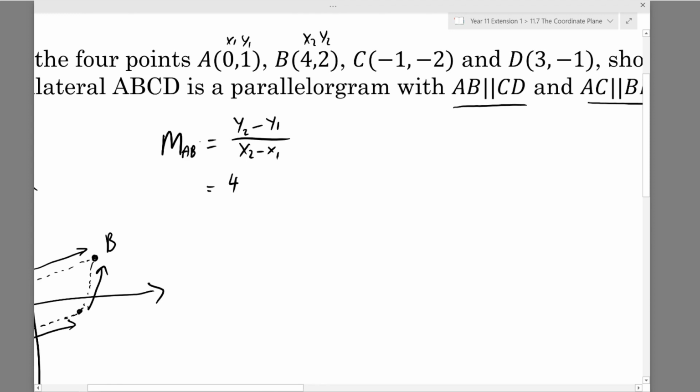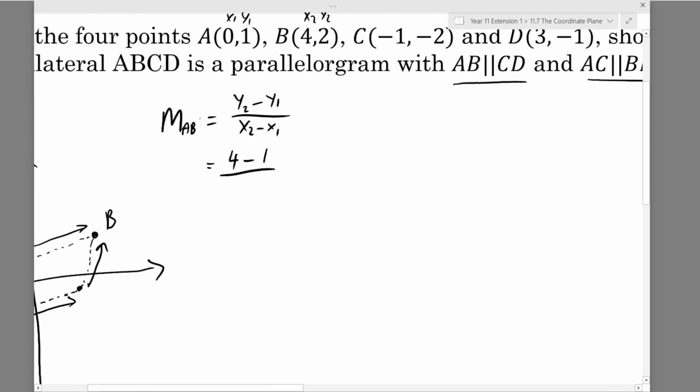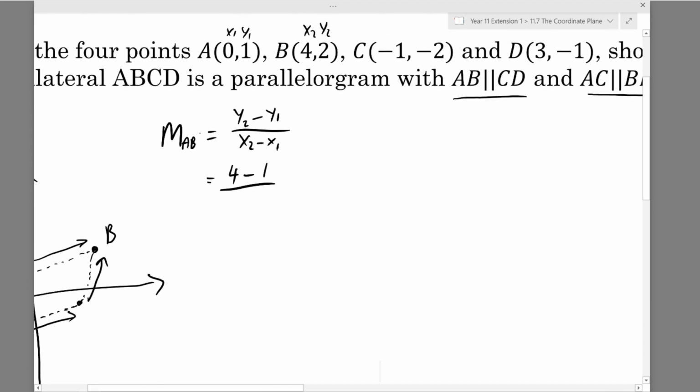So we're going to go 4 minus y1, so that's 1 over, sorry, why did I do 4? I am silly. It should be 2 minus 1 over 4 minus 0. Now, putting this into a calculator because we need our help. No, not really, I'm just tricking. 2 minus 1 is equal to 1 over 4 minus 0, which is equal to 4. So the gradient of AB is equal to a quarter.